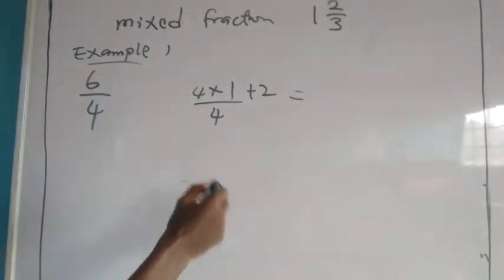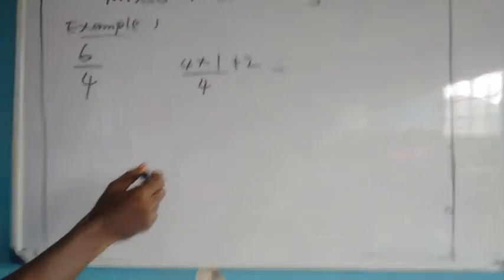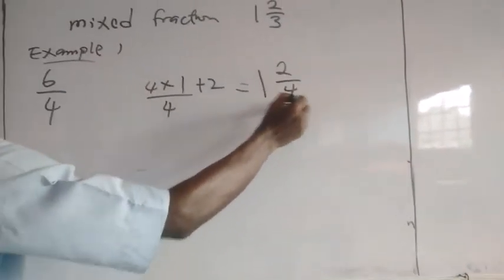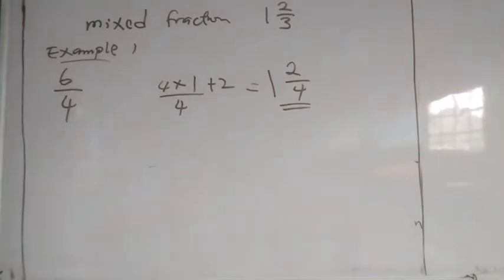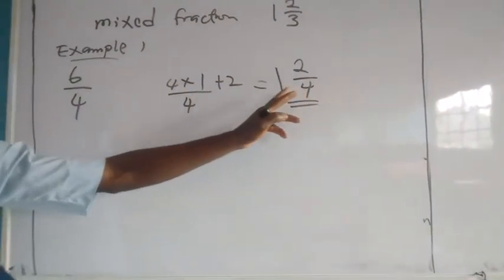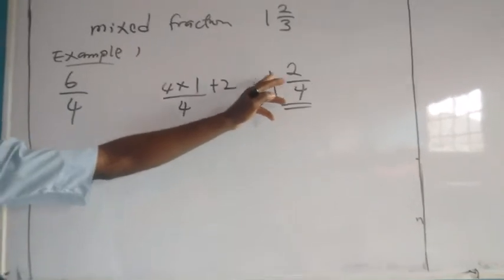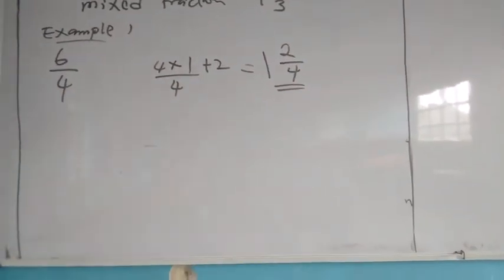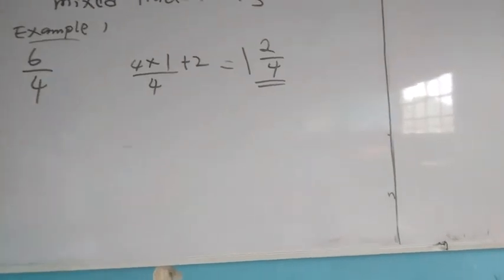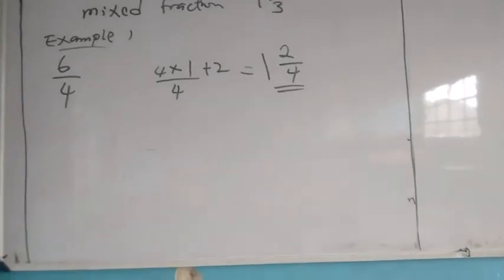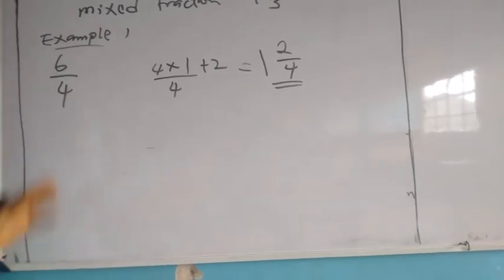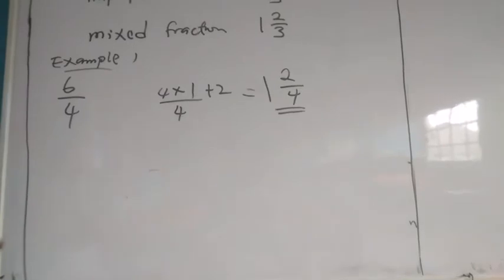So it's going to be equals to. Now what we are going to have here is one whole number, 2/4. So when you do this, 4 times 1 is 4, plus 2, 6. So this is equivalent to this. Do you understand? This is how we can convert back to a mixed fraction.